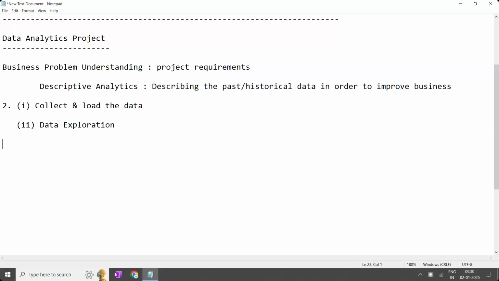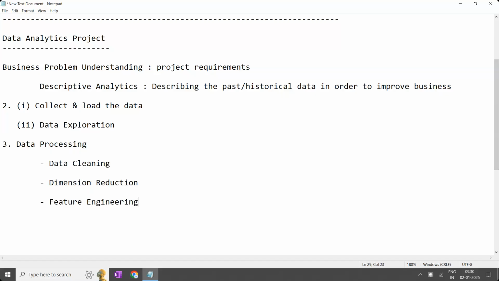And once this is completed, we are moving on to the data pre-processing. Within the data pre-processing, we are going to do two things majorly, as a data analyst. One is called data cleaning, and along with this data cleaning, dimension reduction. These are the two major things which we are going to do. And if required, we are going to create new columns, that is called feature engineering. Feature engineering means adding new columns.